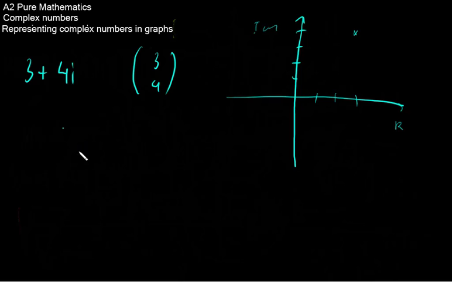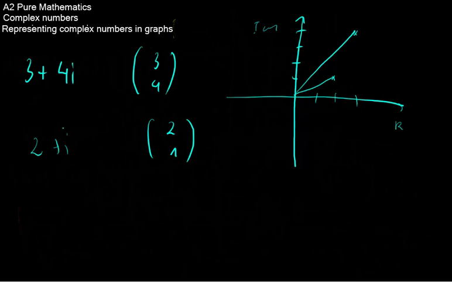And similarly, we can also represent another, say we have 2 plus i. So we can represent it as (2, 1). So that will be this point. And an interesting fact about these points is that we can actually make calculations on them as vectors.